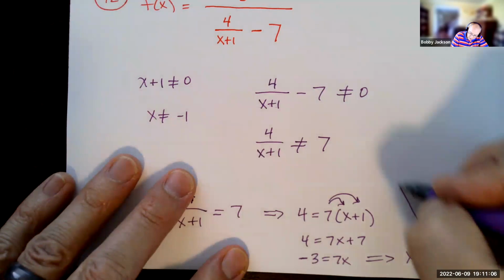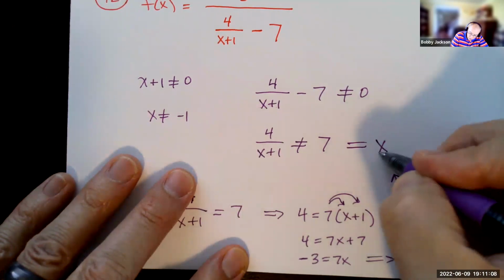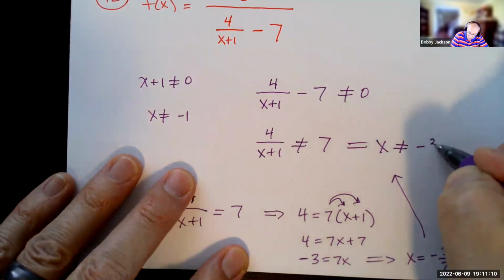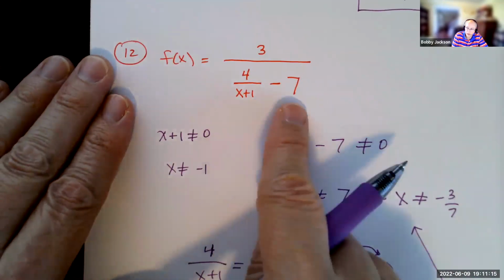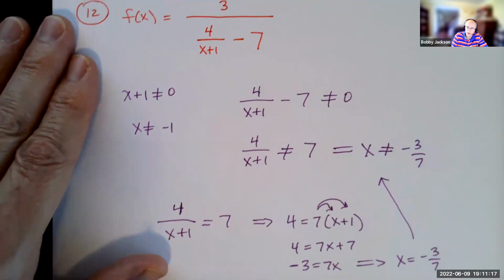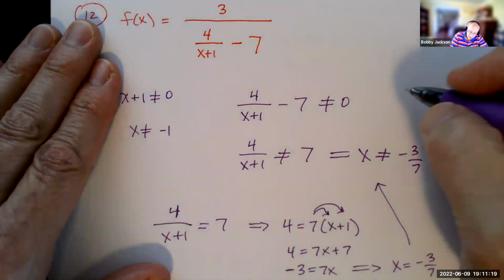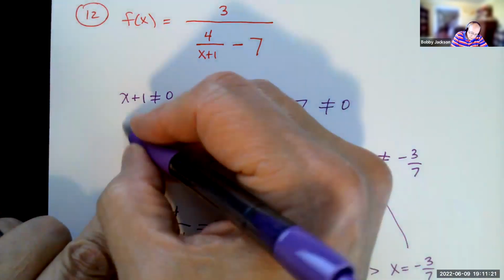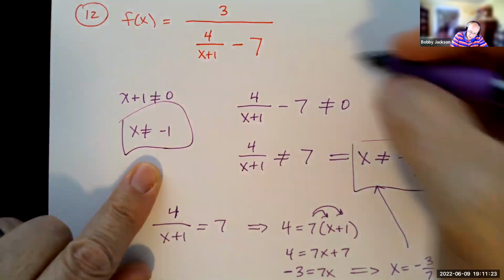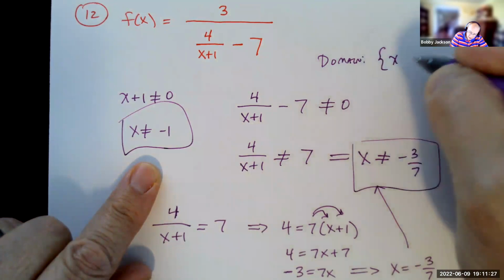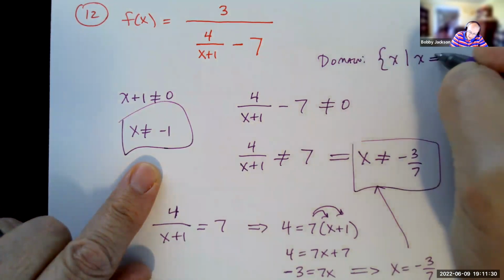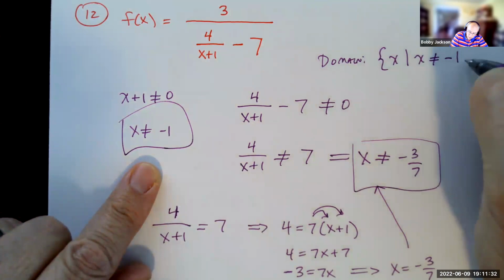And so this is exactly what I do not want x to be, because then the expression 4 divided by x plus 1 minus 7 would be equal to 0, and I'd have division by 0. So I can't have those values. My domain in conclusion would be the set of all values of x such that x is not equal to -1 or -3/7.